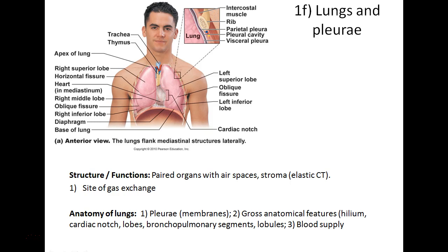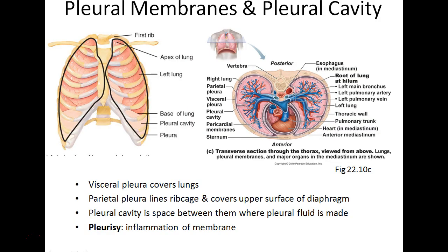And we're going to look at some anatomy of these lungs, things like the membranes, some gross anatomy, how we might get blood supply to there. So these paired lungs are located within the thoracic cavity, and that's going to be on either side of the mediastinum. These lungs are going to be enclosed and protected by a thoracic cage.